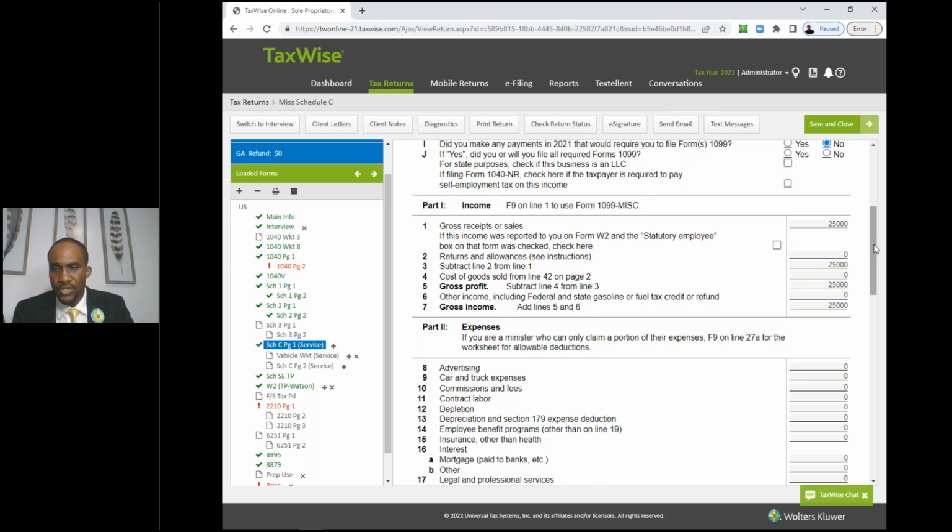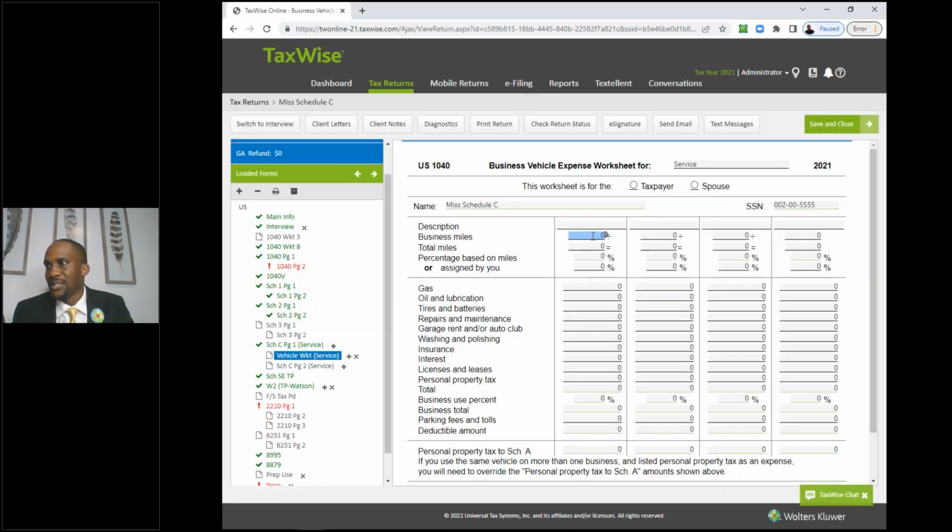The first thing I want to talk about is the mileage approach to this, right? So I'm going to go over to right here, the vehicle worksheet, and that's where we're going to start assembling what the mileage is.